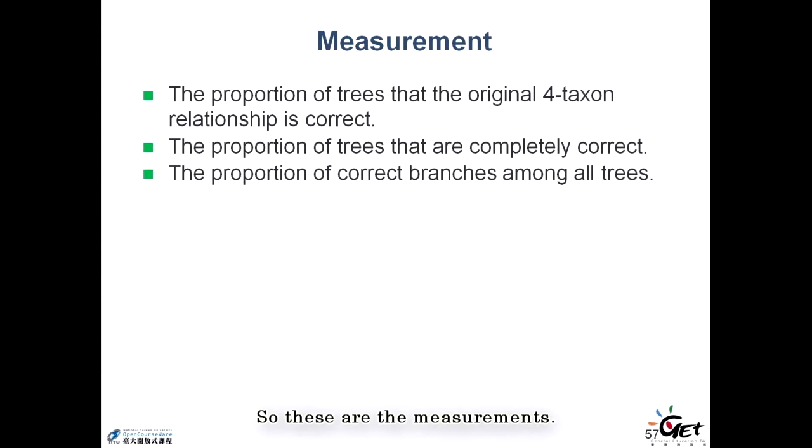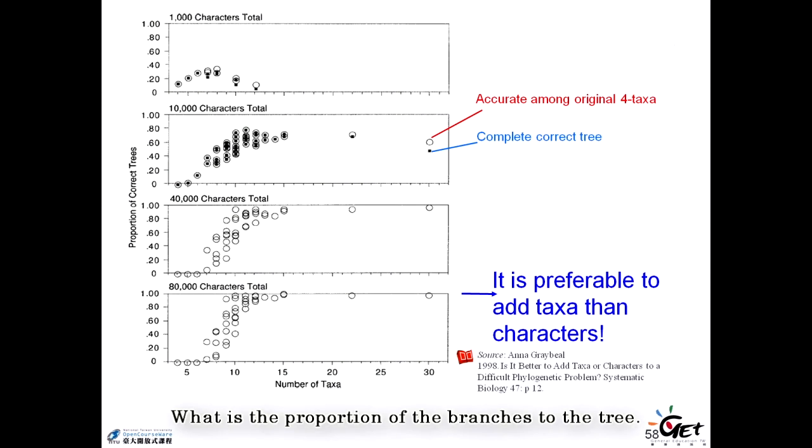So these are the measurements. We want to see the proportion of the trees that eventually still have the original 4 taxon relationship. We also want to know the proportion of trees that are completely correct, and the proportion of the branches in the tree. So these are the simulation data, and here are the 4 different data sets with increasing numbers of characters: starting with 1,000 characters, then 10,000, 40,000, and 80,000.